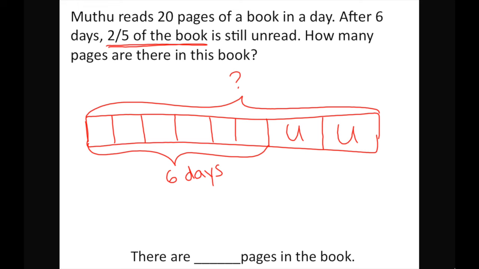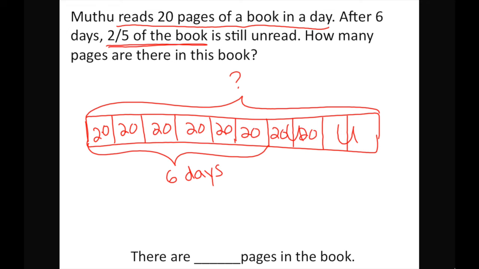So each one represents a day. But if I split each unit in half, I have to do the same thing over here for my unread section so that it's all the same. And I know from my first line that he reads 20 pages of a book in a day. Well, if each one of these bars now represents a day, and I'm told that he reads 20 pages each day, I now know what each unit is. Each one of those is 20.